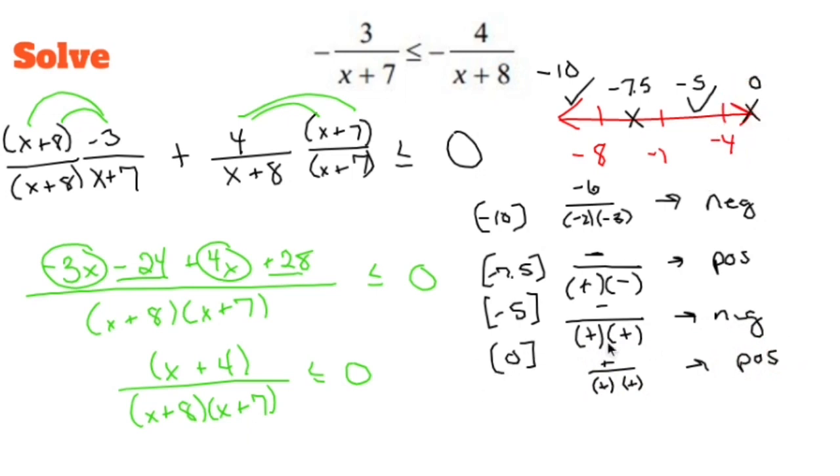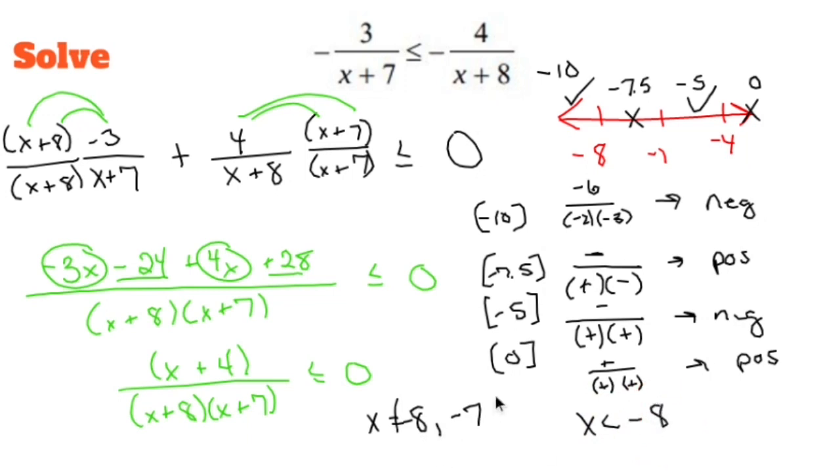Now, before I create my intervals, before I say what's what, one of the things that I also have to keep in mind is that numbers like negative 8 and numbers like negative 7 are not allowed. Why? Because that would make this undefined. So the numbers that I want are everything less than negative 8, but I'm not allowed to include negative 8. So x is less than negative 8.